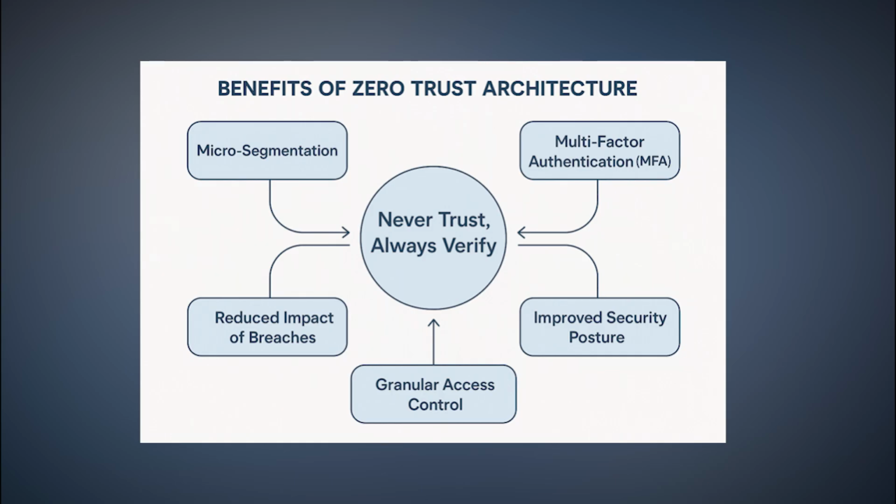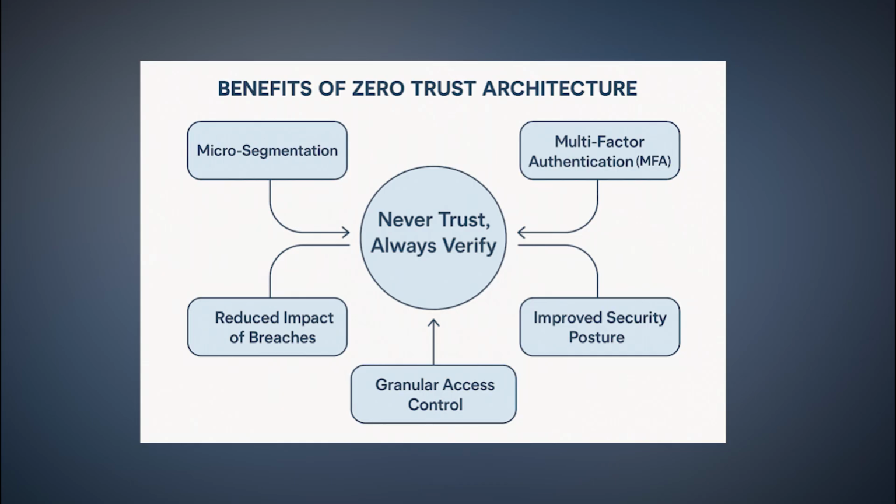Some of the leading companies that provide zero trust architecture tools include Okta, Palo Alto Networks, or Zscaler. These vendors offer solutions that help organizations apply zero trust principles easily and effectively.